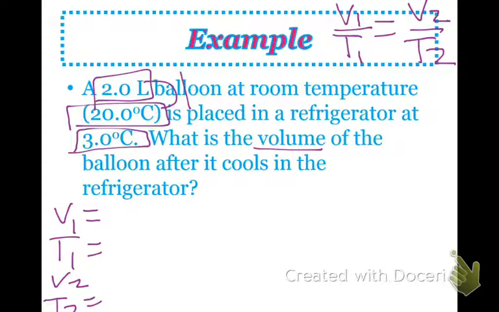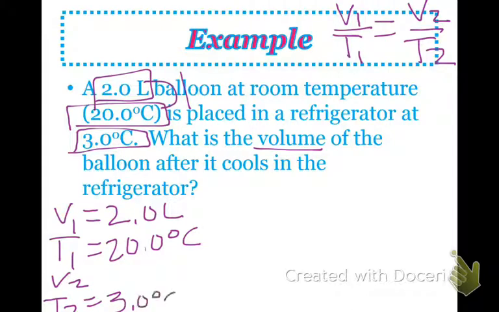Okay, so I've got 2 liters, 20 degrees Celsius, 3 degrees Celsius, and the volume, I don't know, because it's the only one they didn't give me.